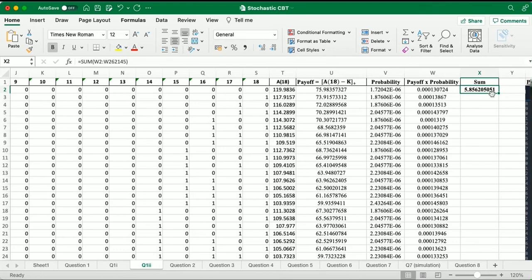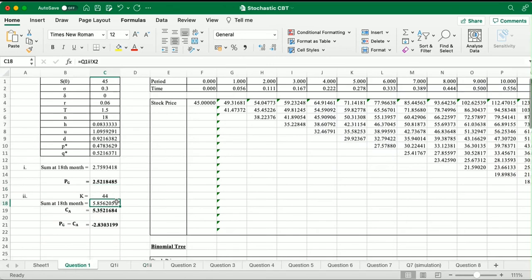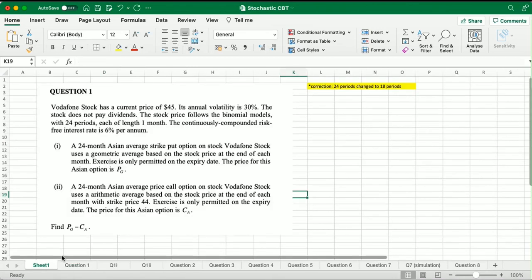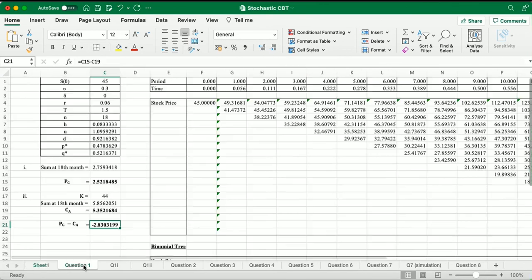Lastly, for the sum, we add up all the rows in column W to link it to this Excel sheet that we had earlier. To calculate CA, it's similar: we multiply it by the exponential of negative RT, so 18 over 12. Finally, the question asks for PG minus CA. So PG minus CA is C15 minus C19, which is negative 2.8303.